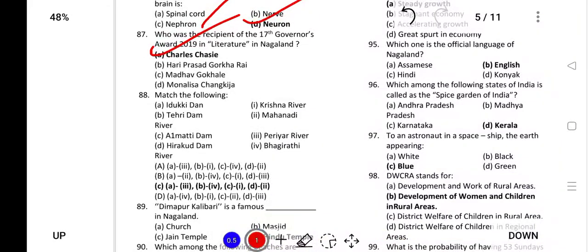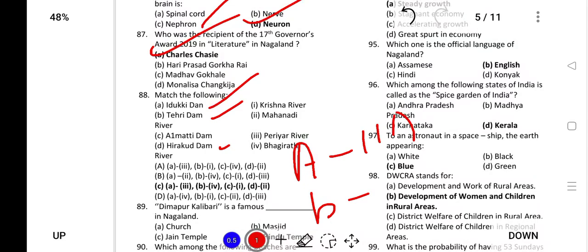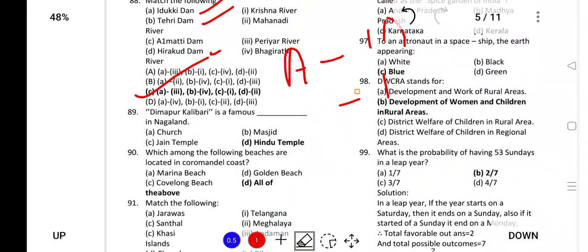Idukki dam is in Kerala, on the river Periyar. Tehri dam is on the Bhagirathi. Hirakud is on the Mahanadi, and Almatti is on the Krishna. So the answer is A is 3, B is 4, C is 1, that is Krishna. Tehri is on the Bhagirathi, and Hirakud is on the Mahanadi River. Kalighat is a famous Hindu temple.